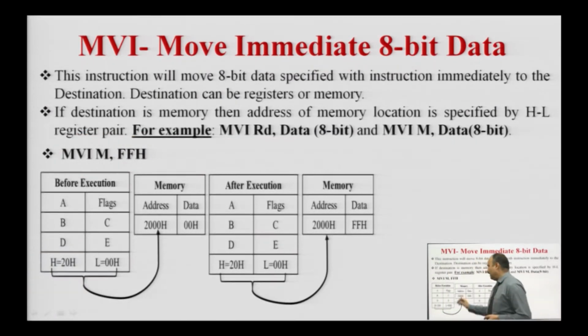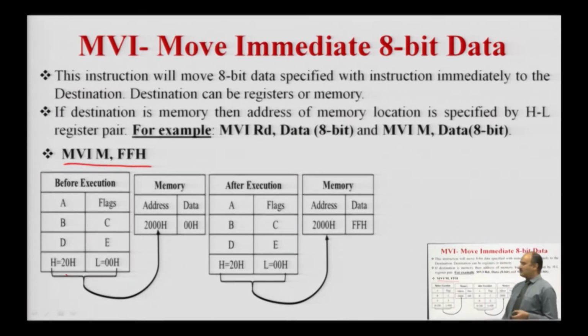So, let us see the example of the instruction, that is MVI M comma FFH. In this instruction, FFH is nothing but the 8-bit data which is specified with the instruction. Before the execution of this instruction, the address of this memory location is given by the HL register pair. So, HL register will give the address, that is 2000 H, and at this memory location 2000 H, the data is 00 H.